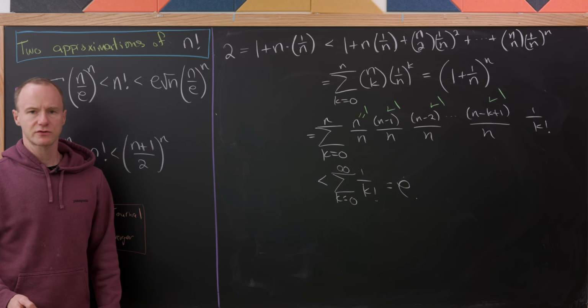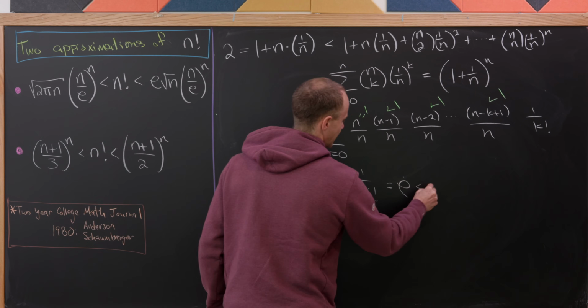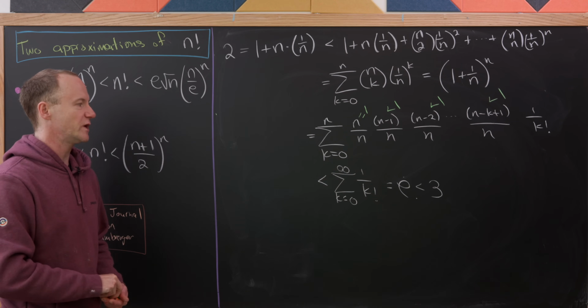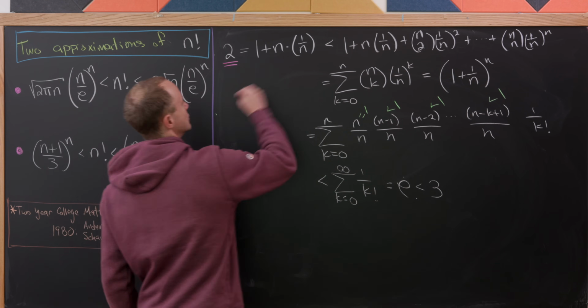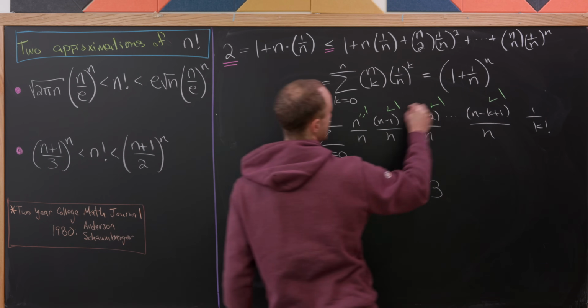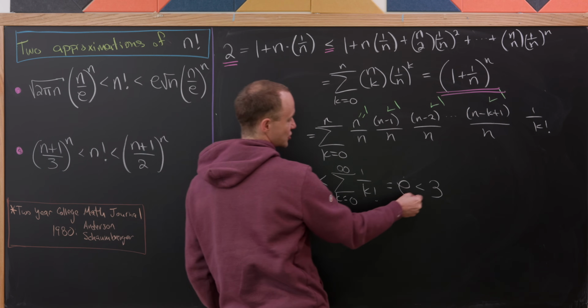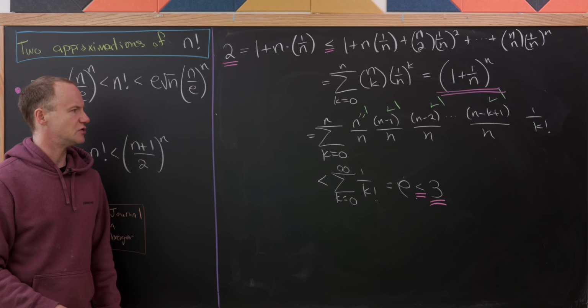But then let's recall that e has an approximate value of 2.718. That's most definitely less than 3. So moving forward, which portions of the inequality do we need here? Well, we're going to take 2 is less than 1 plus 1 over n raised to the n power, which in turn is less than 3. So let's see what we can do with that.